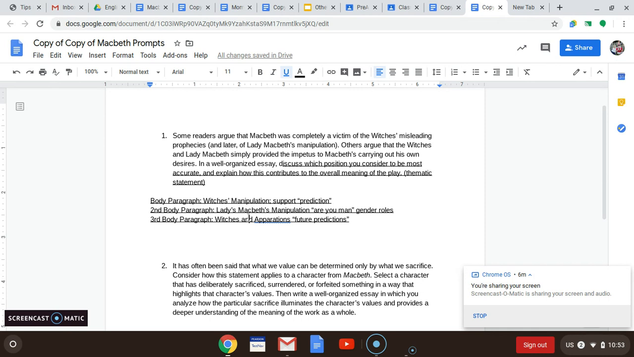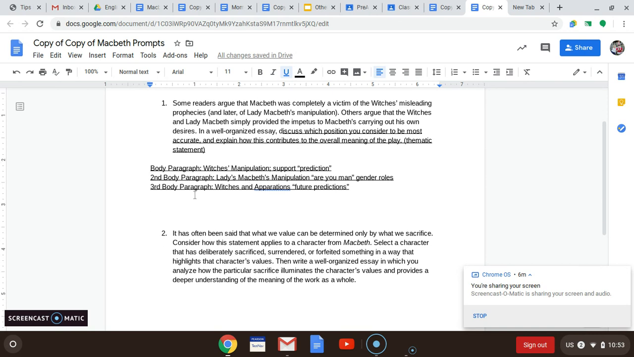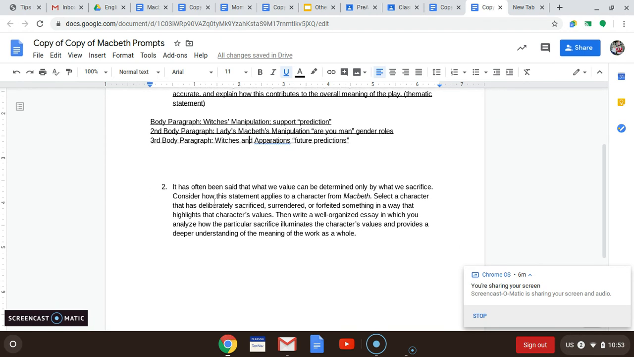So you could also tie in some of these same arguments, but flip it to where it was Macbeth being the one to carry out his own desires.